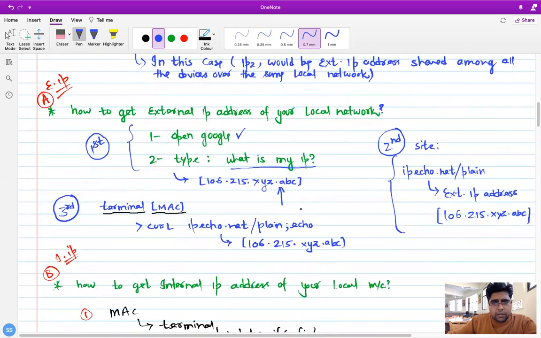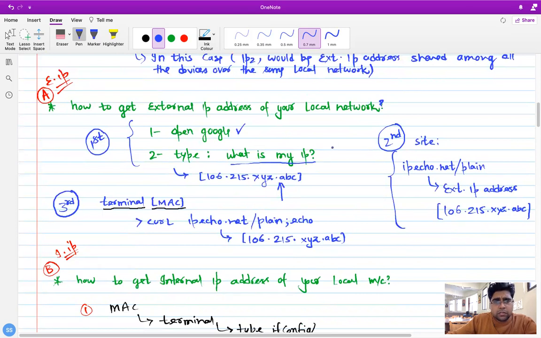If you simply search "what is my IP address," it would return you something like that. If you want to use a particular site to know, then this is that site: you write ipecho.net and then slash plain. It will also return you the same IP address.